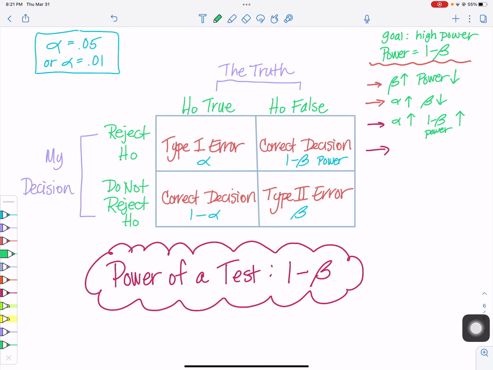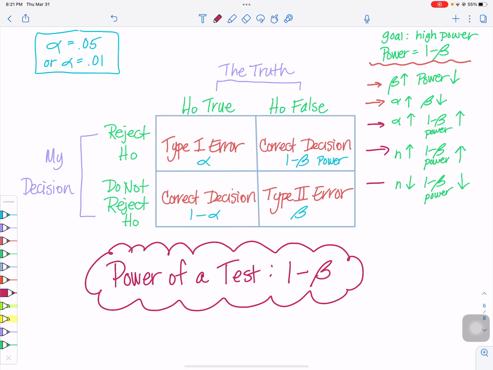I think it's important to note that whenever we increase our sample size, things get better. We have more accuracy. So what do you think is going to happen to the power? If the sample size goes up, our power of our test also goes up. Okay? What about if we decrease our sample? You guessed it. That power is going to go down.